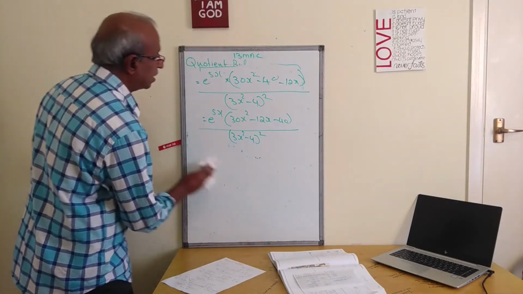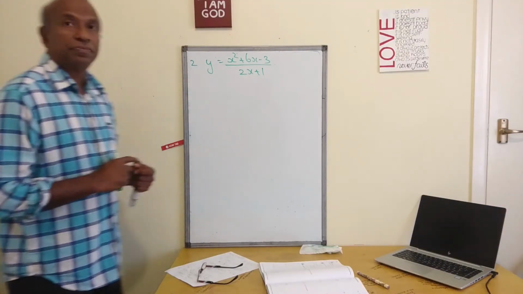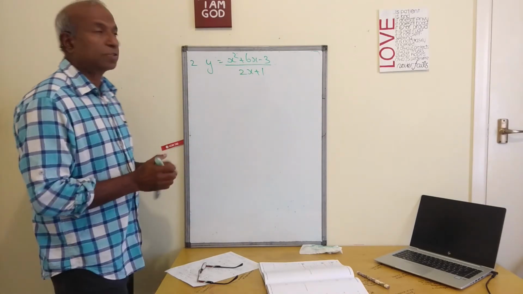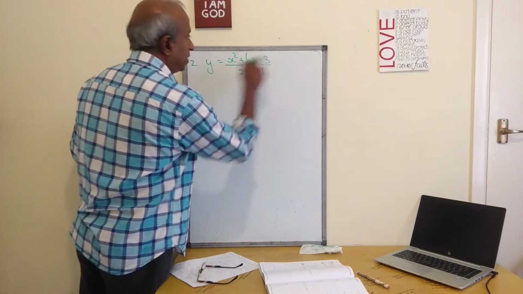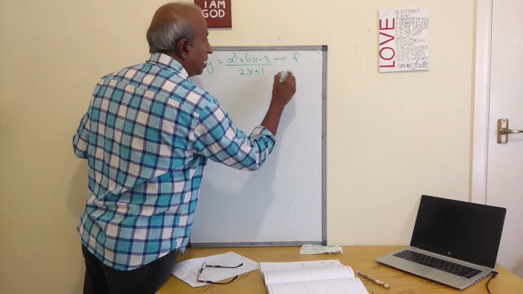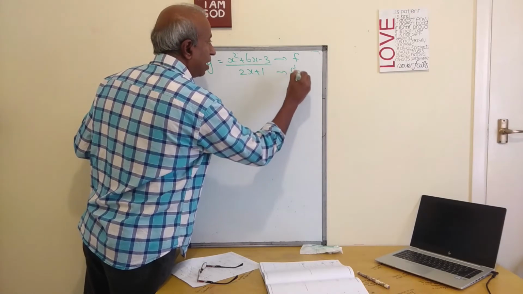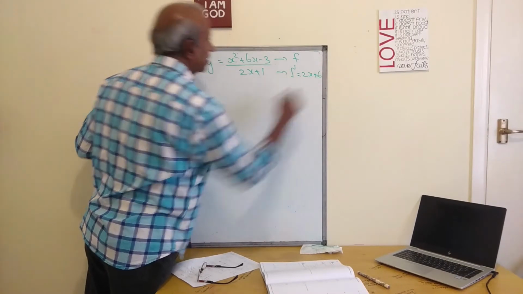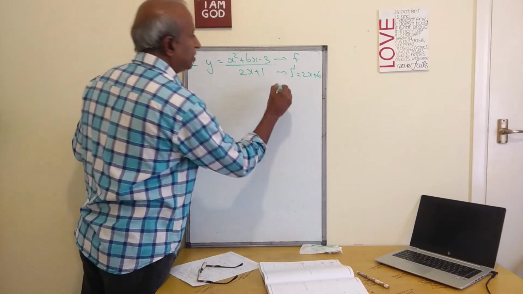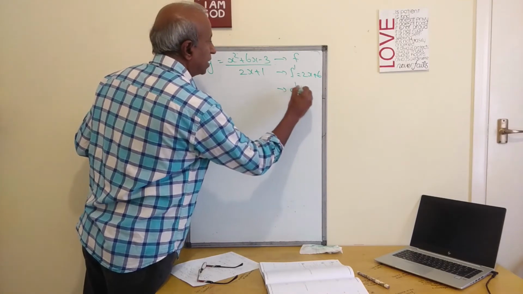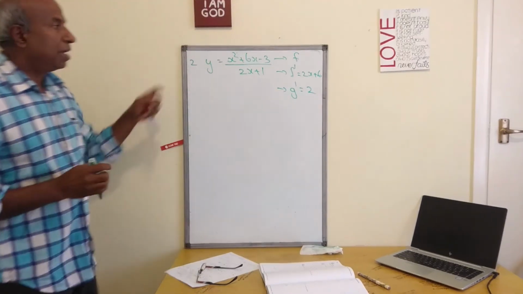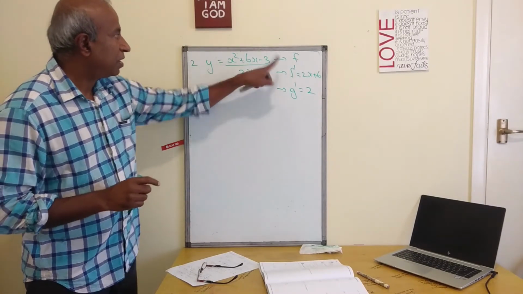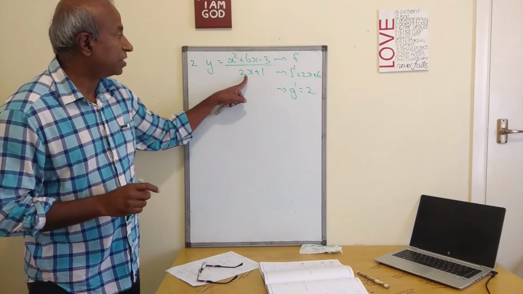Okay, let's look at the second one. Question number 2. y equals x squared plus 6x minus 3 divided by 2x plus 1. So this is our f. Differentiating it, I have f dash is equal to 2x plus 6. This is our g, and g dash is equal to, okay, the numerator is f. When I differentiate it, I have 2x plus 6. The denominator is g. When I differentiate g, I have 2.